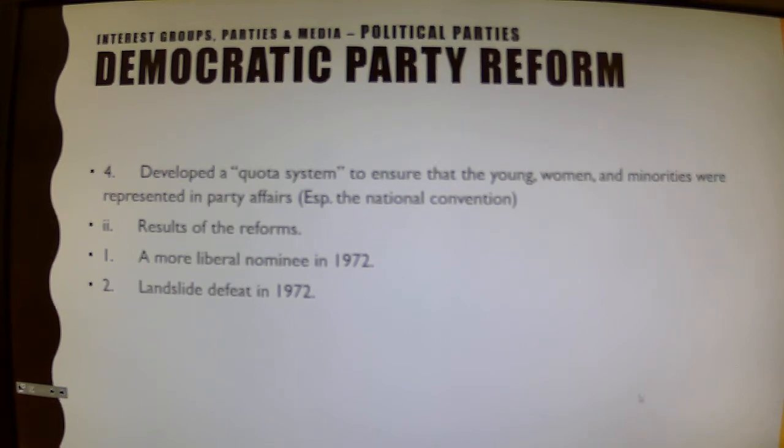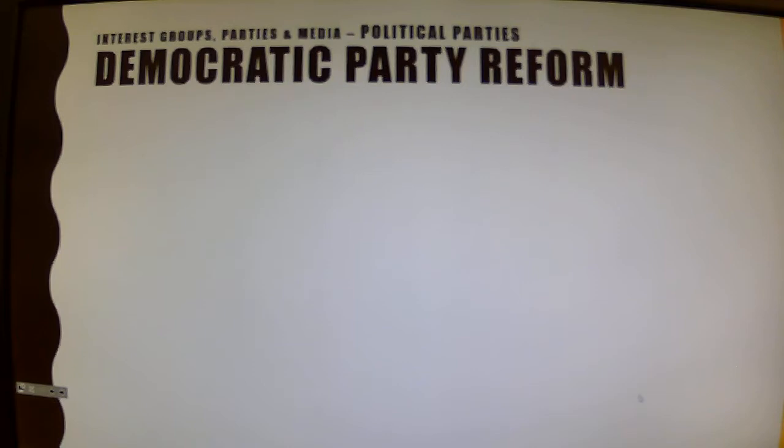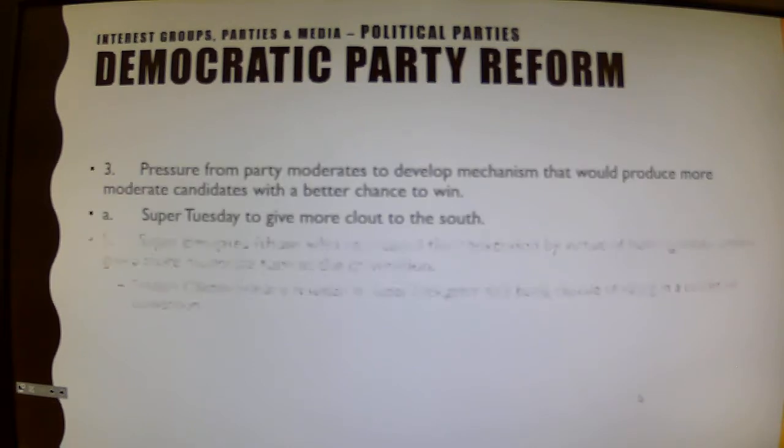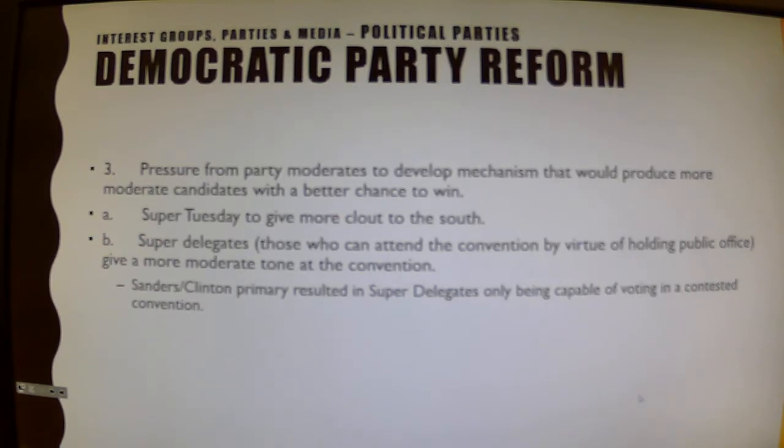So yeah, they get defeated in 72 by a landslide. That results in basically the party being like, we need to have some more control, right? Like we need.